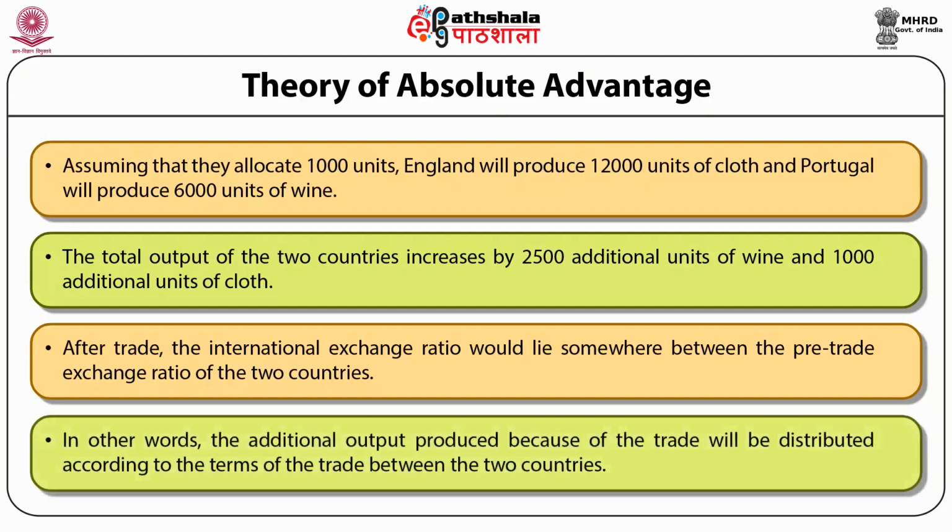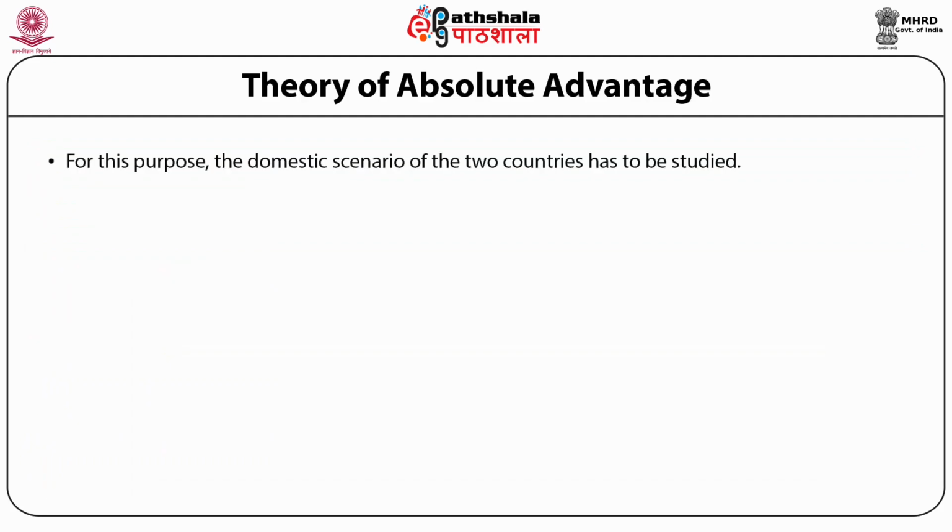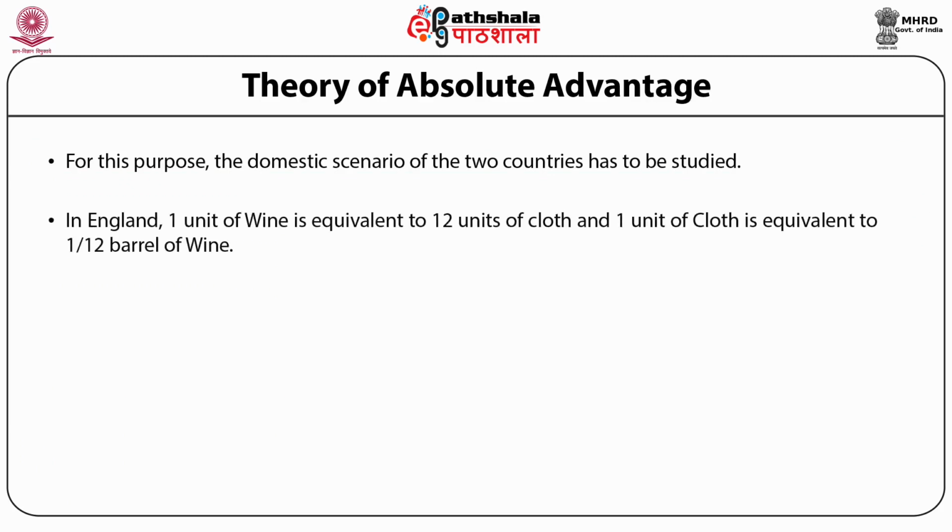In other words, the additional output produced because of the trade will be distributed according to the terms of trade between the two countries. For this purpose, the domestic scenario of the two countries has to be studied. In England, 1 unit of wine is equivalent to 12 units of cloth and 1 unit of cloth is equivalent to 1/12 barrels of wine.